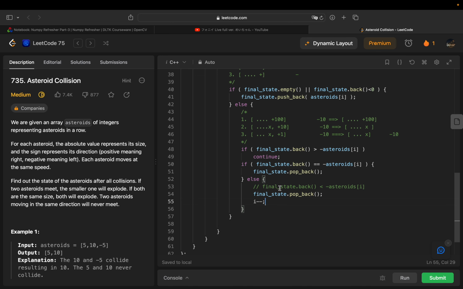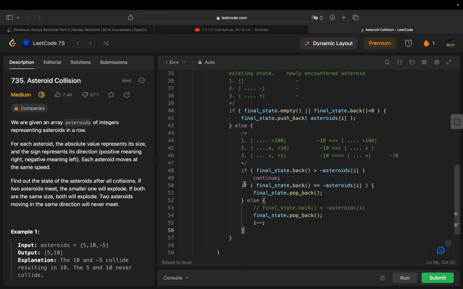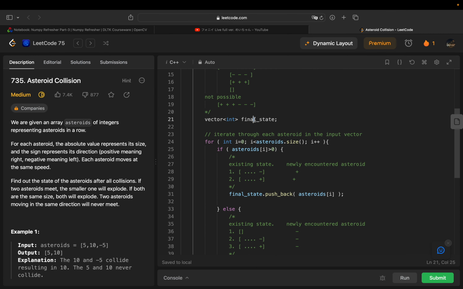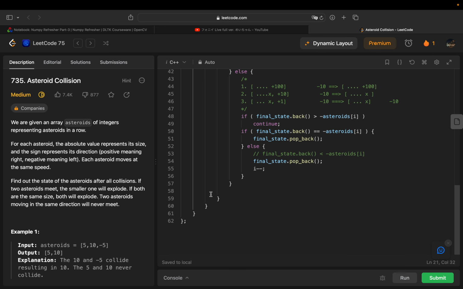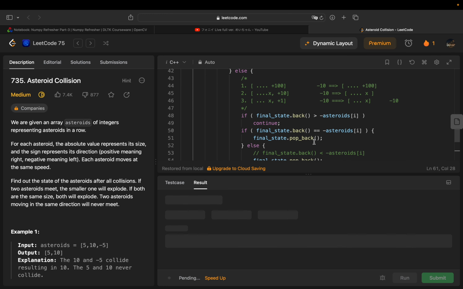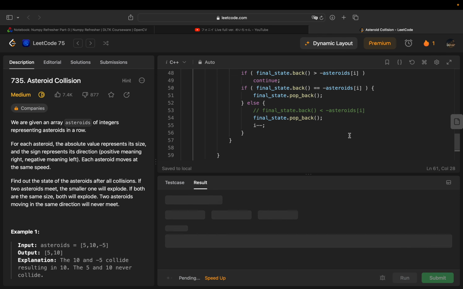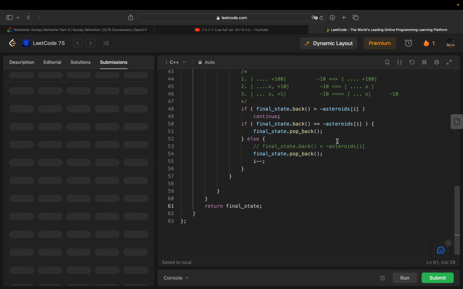And what else? Alright, that's it. After the iteration, we should have our final state, and then we can just return it. There's a for loop here. Okay, return. That's accepted. Let's submit. Okay, that's it.